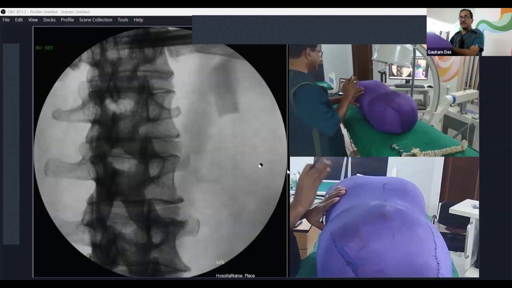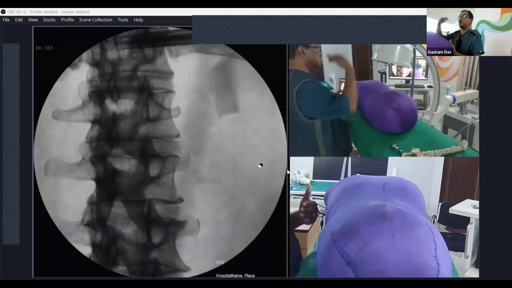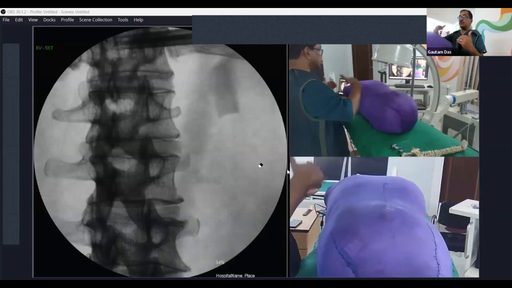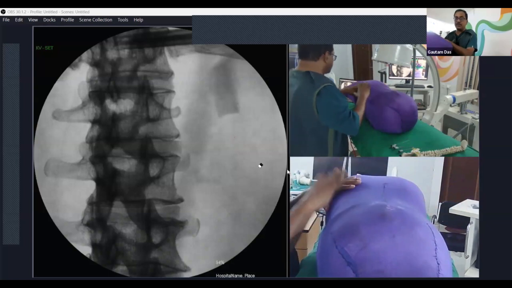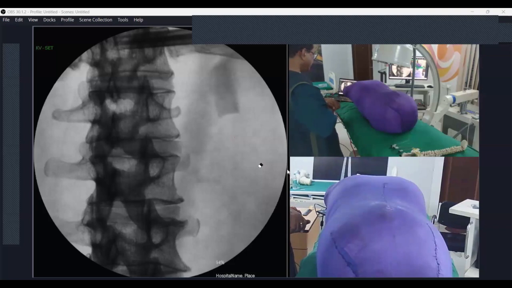In interventional procedures, you'll always be standing on the left side of the patient, with the C-arm on the right side. Whether you are doing a right-sided or left-sided procedure, you'll be doing it from the left side only. That is the conventional way.